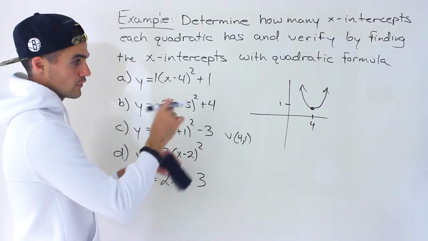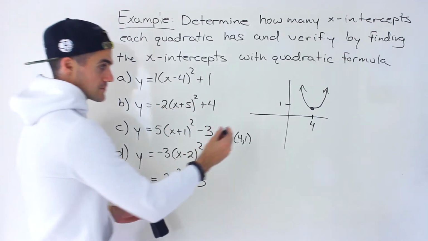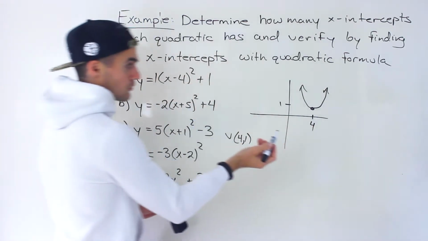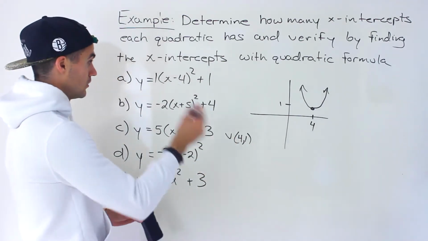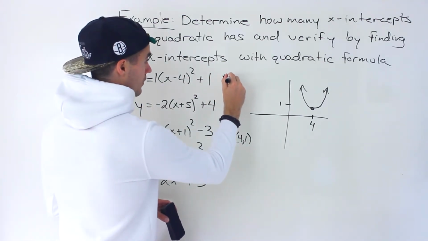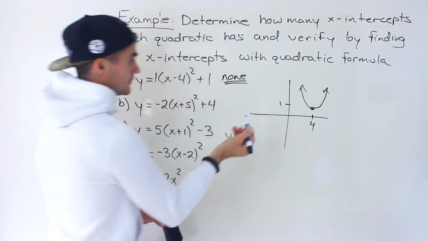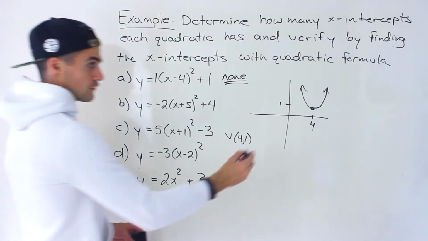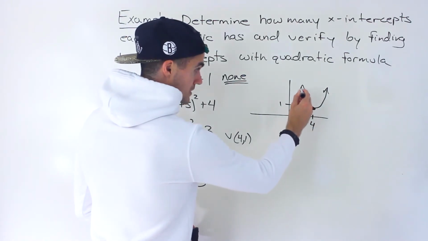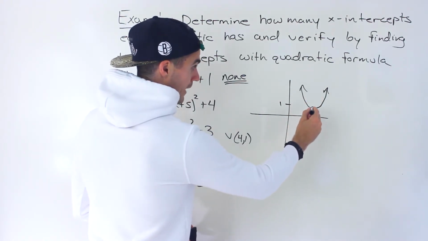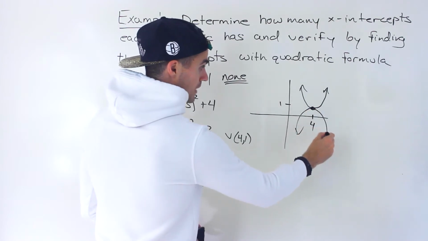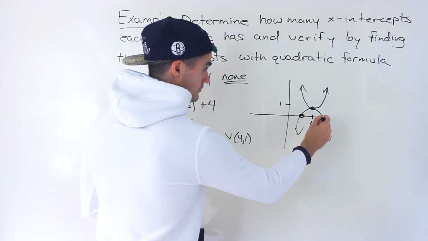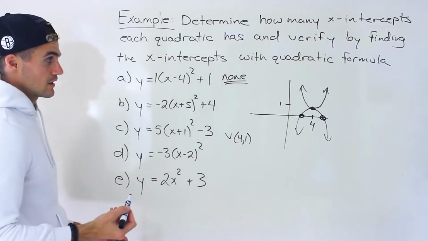And we can tell from the drawing how many x-intercepts there are. Well, notice it doesn't go through the x-axis at all. So for part A, there are none. And we're just able to get it with a simple drawing: where the vertex is and whether it opens up or down. Now, if it opened down, we'd be able to tell there would be 2 x-intercepts right there.